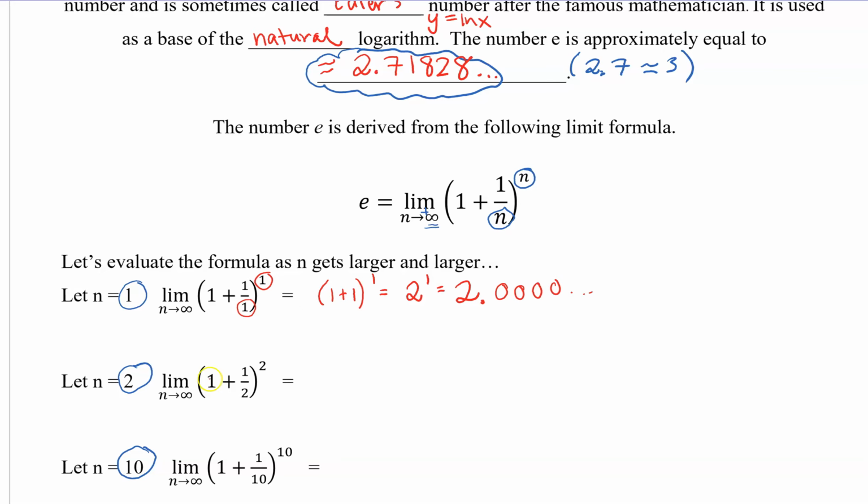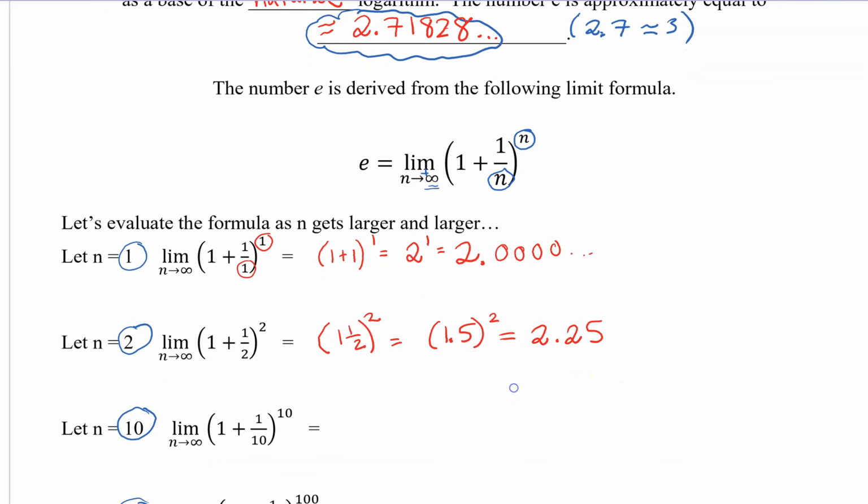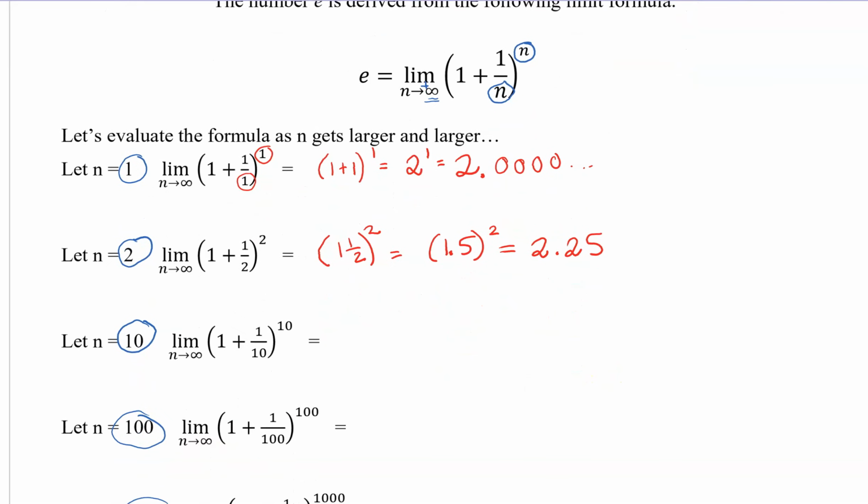Okay. And then this one, when I let n equal 2, I end up with 1.5, right? Because if you add 1 plus a half, it's 1.5 squared. And when I square 1.5, I get 2.25. So it's starting to approach 2.71828. It's getting close. It's closer than 2.00 anyway. It's inching its way, right? It went from 2 to 2.25. Okay, so now let me switch it over to Desmos so we can start looking at some of these larger values.